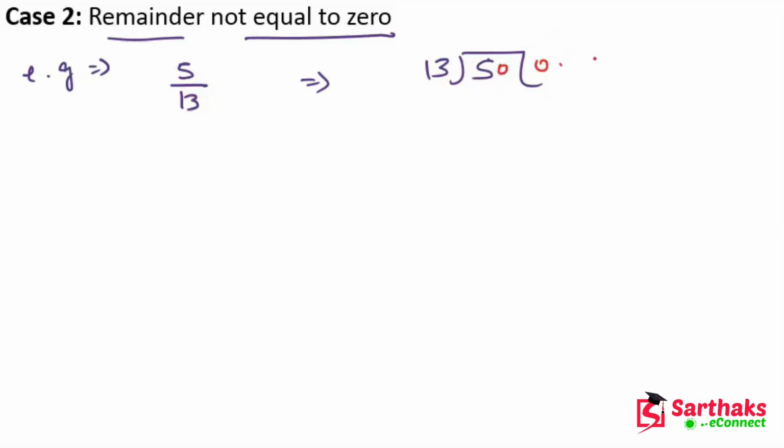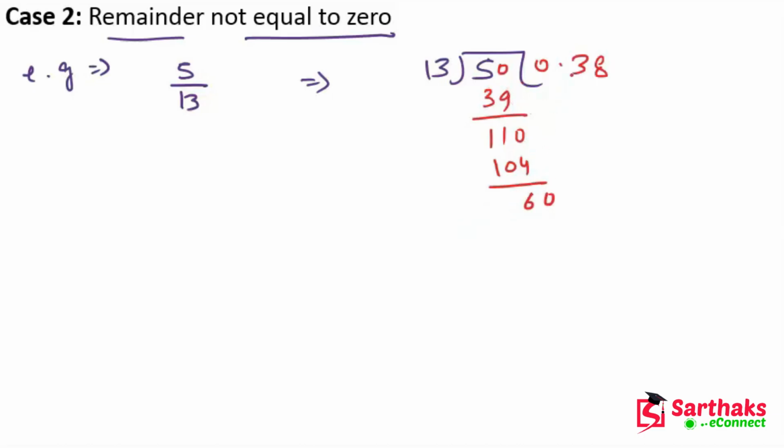Now here, we know that 13 3s are 39. Okay, so this will become 11 and there is 0. Now again 13 8s are 104. Now if we subtract, we get 6. Okay, now there is 0.